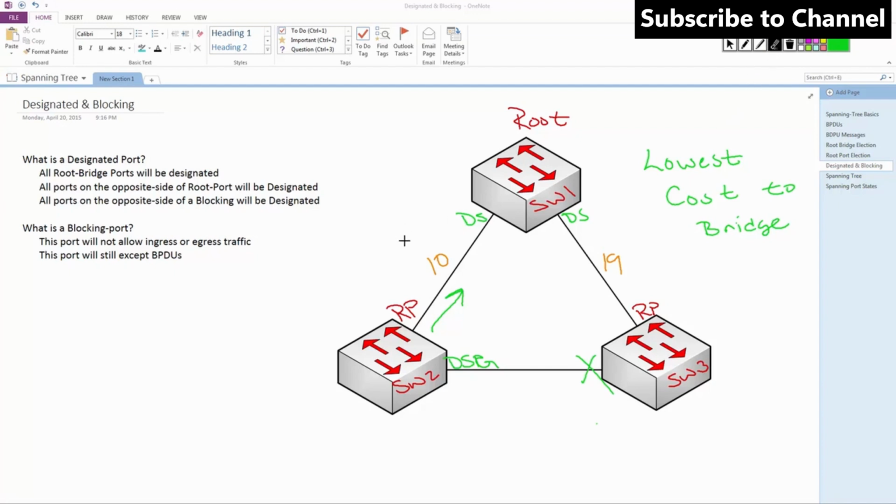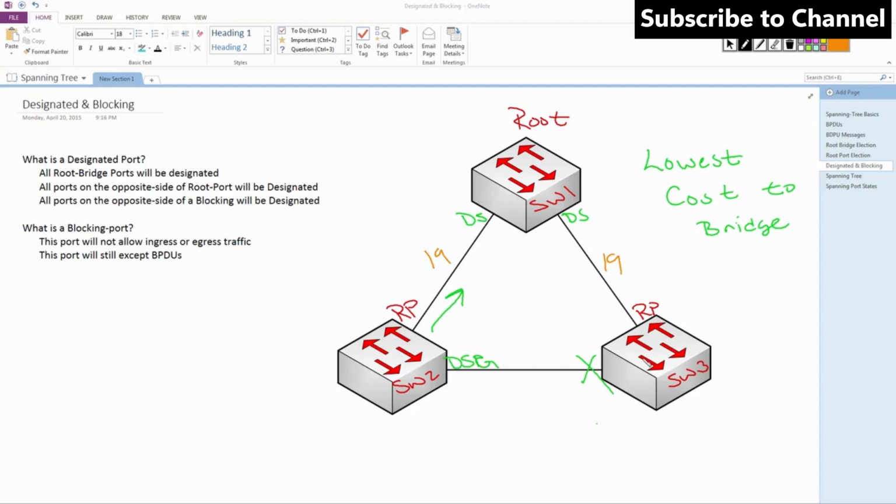Now, if I have a tie where this is 19 and that's 19, now the costs to the root bridge are identical. So we need a tiebreaker. Guess who's going to be the tiebreaker? You guessed it, the lower bridge ID. Lots of stuff going on.